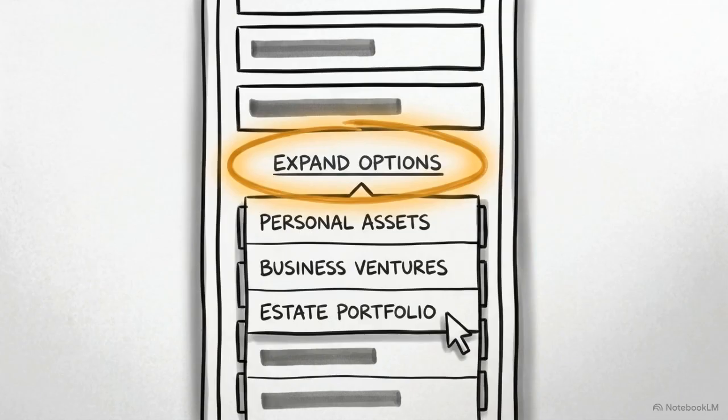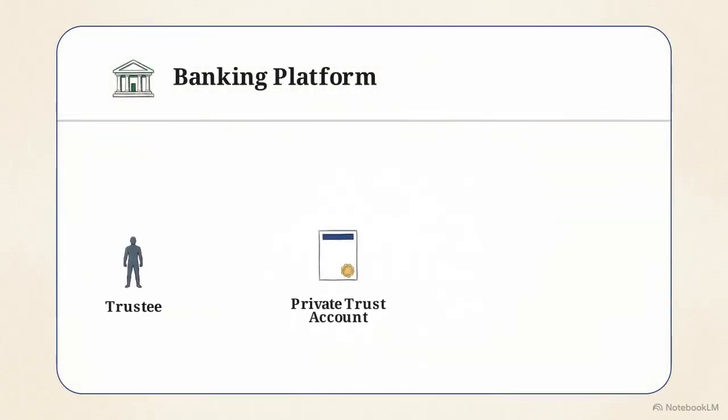To find the correct account type, scroll past the default brokerage options. Tap the link for View All Accounts and select the Trust Account option. The app will prompt you for a beneficiary. This is the most critical setup decision.